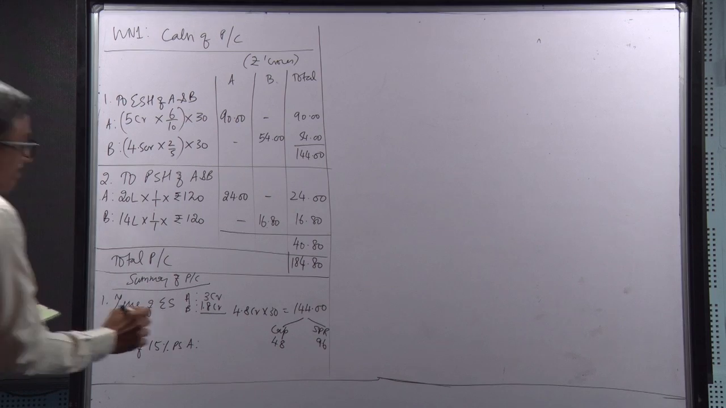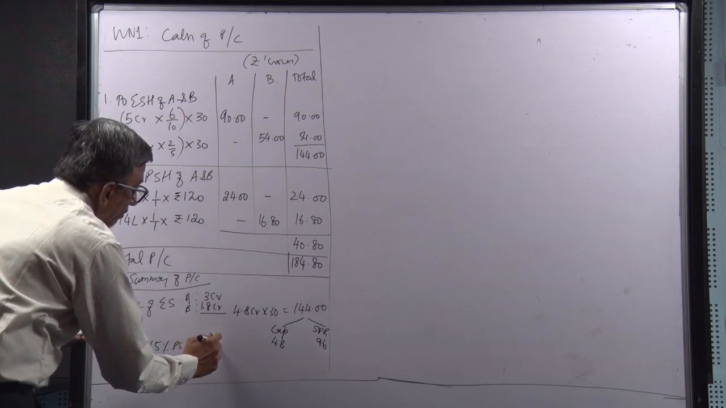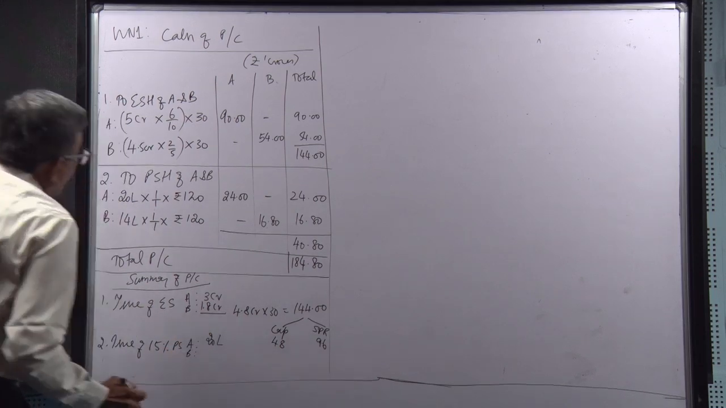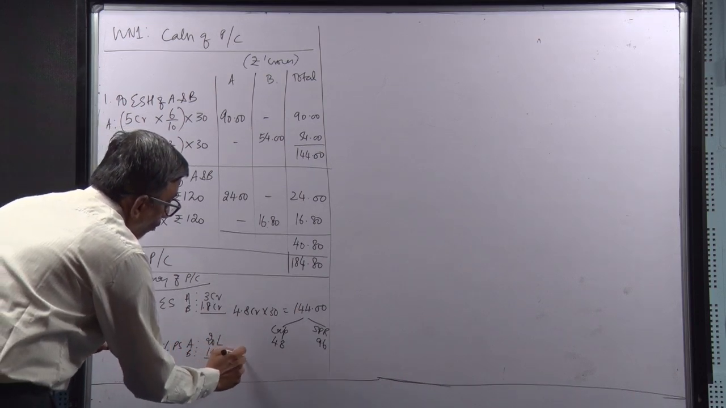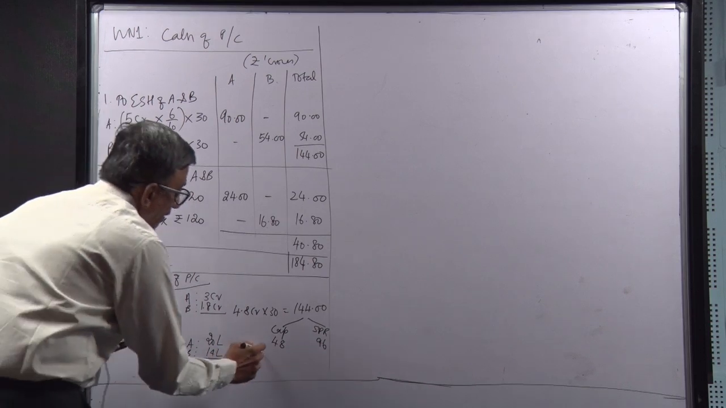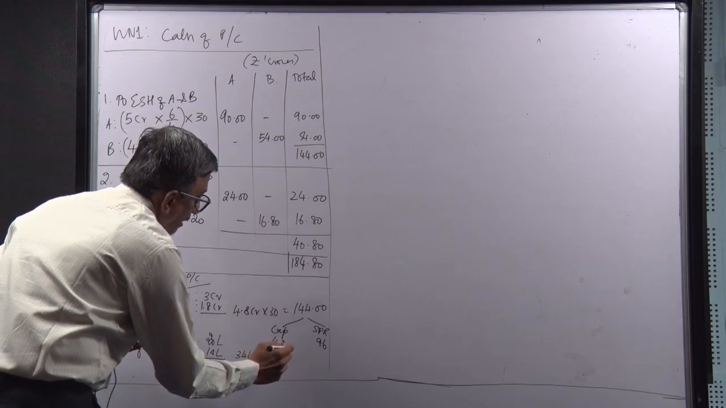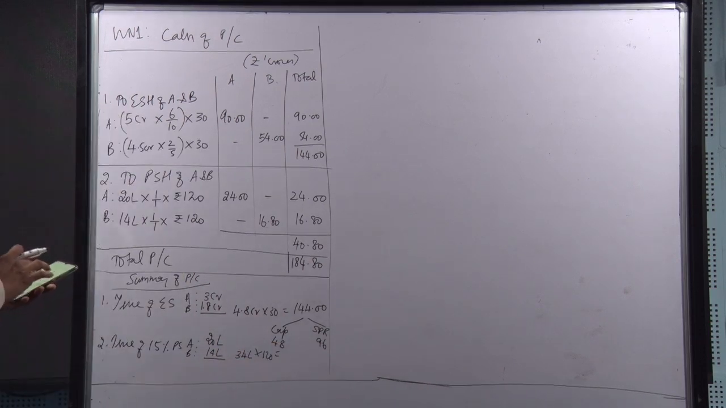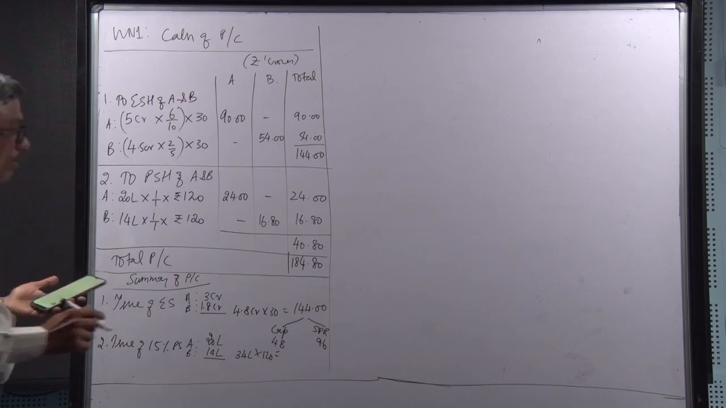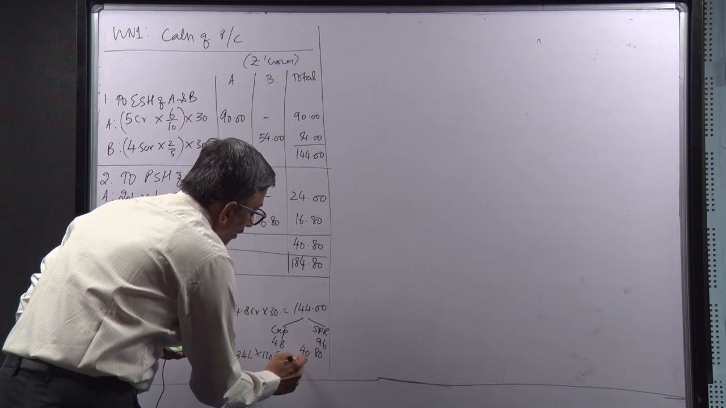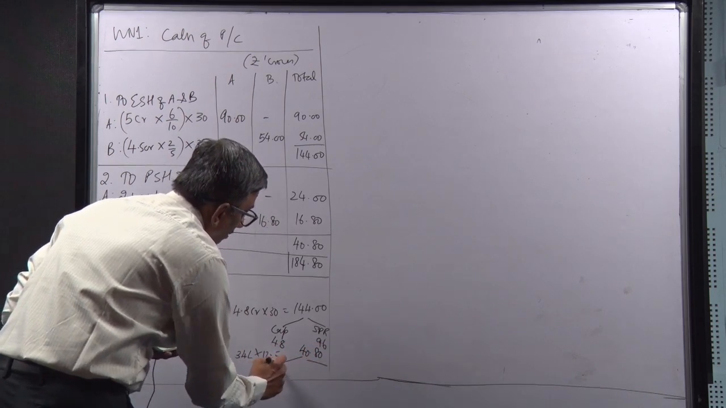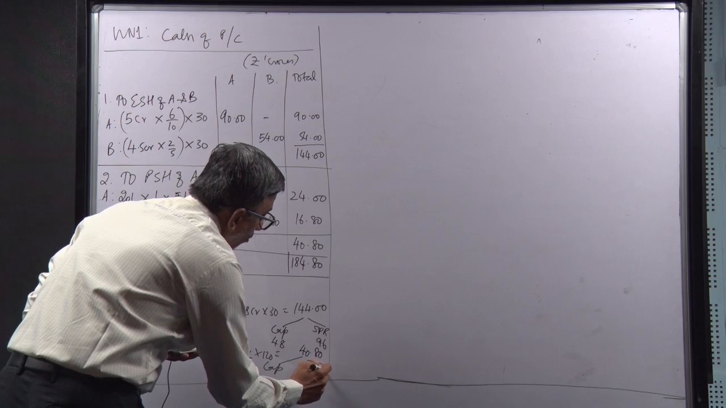20 lakhs. P will get 14 lakhs. So total 34 lakh shares at the rate of 120, that is equal to 34 into 120 equals 40 crores 80 lakhs. In this, how much is capital? How much is premium?